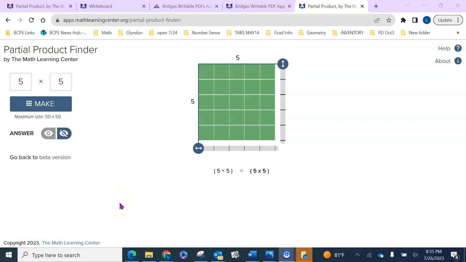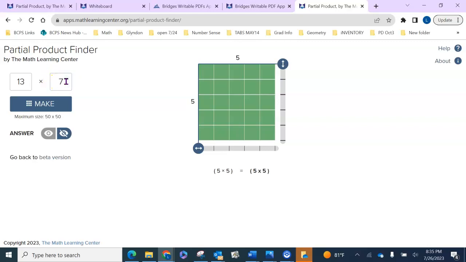Partial Product Finder app is a great tool to use for the multiplication that's done in this unit, particularly with the 1 by 2 digit multiplication. When you open up the screen, it always comes up as a 5 by 5 array. All you need to do is change either of the factors. So let's make it 13 times 7.